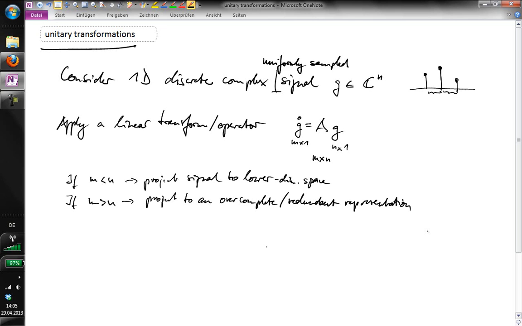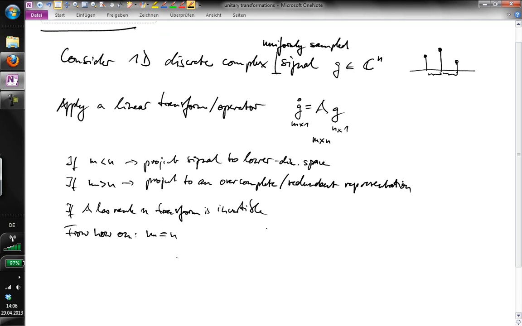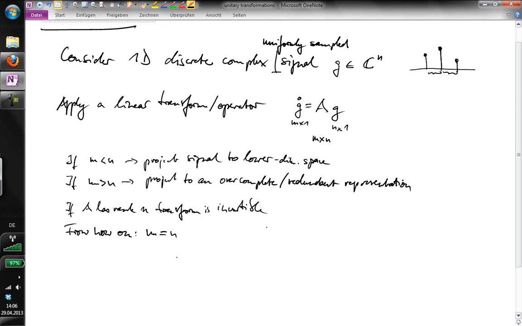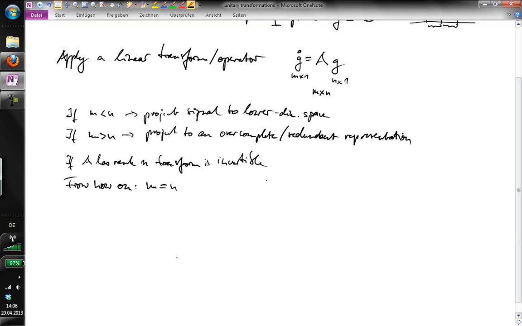If, on the other hand, A has rank n, then the transform is invertible, and so we're not going to lose any information. And from now on, I'm going to focus on the case where m is n. So we have a square matrix A. Now, the space of all square matrices, that's a very large family to choose from. So we're going to look for family members with favorable properties. And one favorable property, I will argue, is to preserve the dot product between signals.